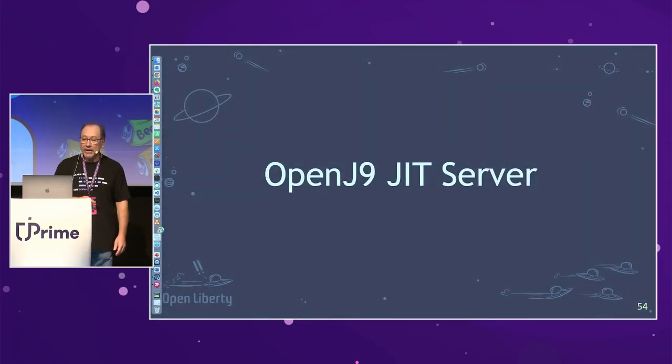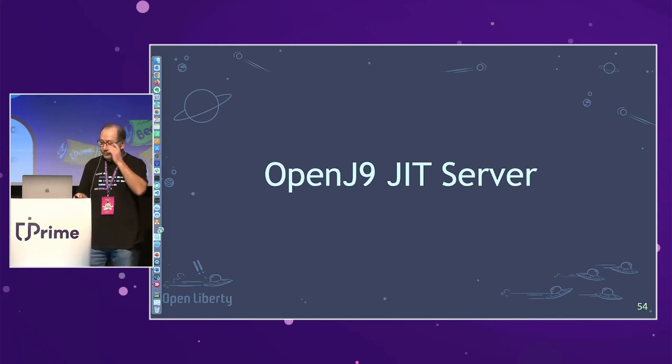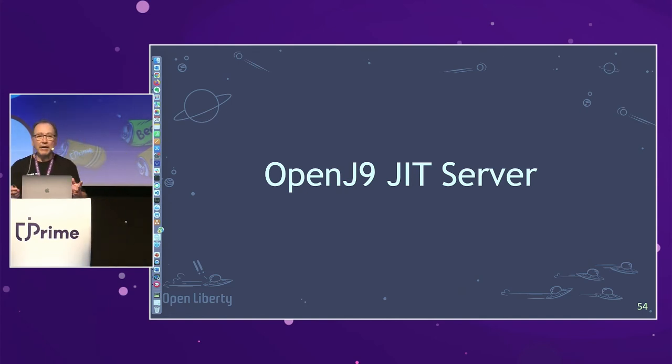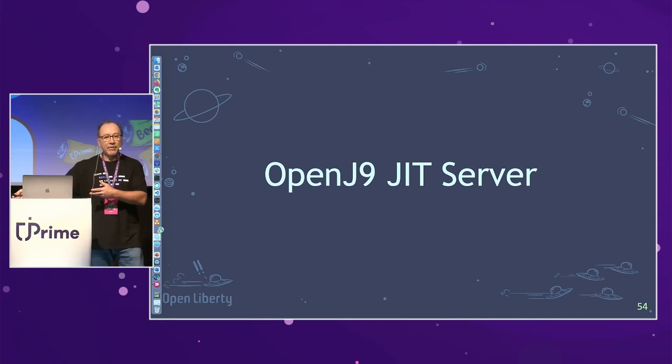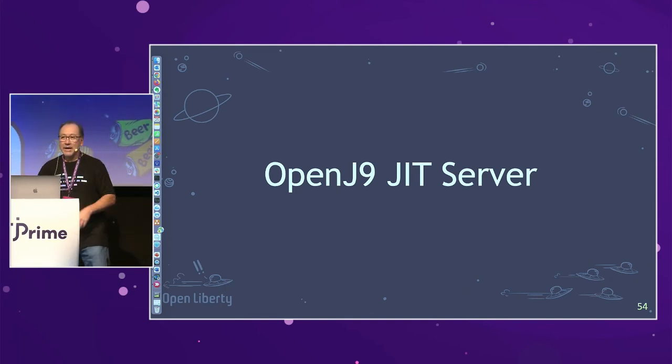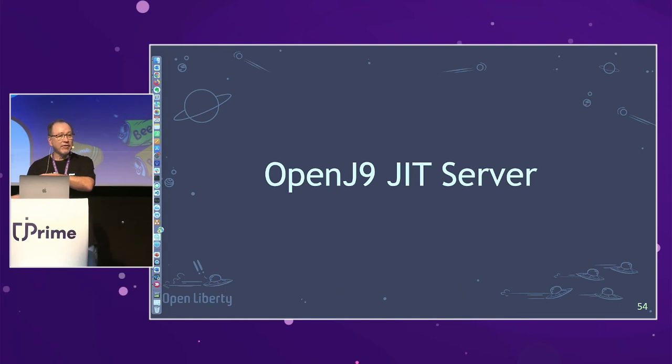Now we have the OpenJ9 JIT server. This particular feature is only available to OpenJ9, and it's my favorite feature, because you get a lot of bang for your buck with this. Everyone understands how the JIT compiler works in your JVM. Basically, the JIT server is JIT as a service. So you can run the JIT compiles remotely in another container or as a service, and you offload that task from each container.